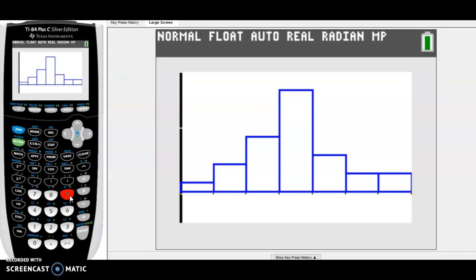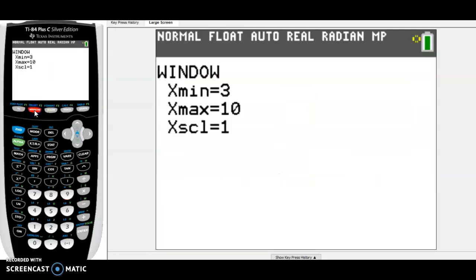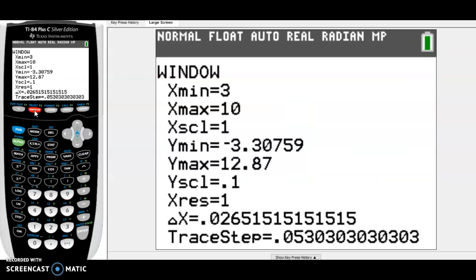Same thing, you could trace or you could clean up this window a little bit because again, with the histograms, when you go to the window, it doesn't usually count by a scale that we would like. This one actually worked out. It went from 3 to 10 counting by 1. Usually it's some crazy decimal point for the scale that's not realistic.